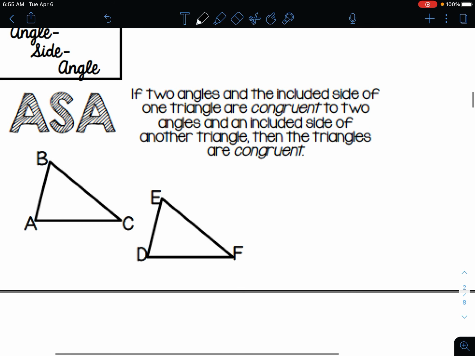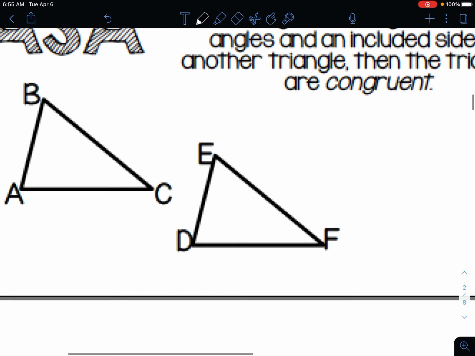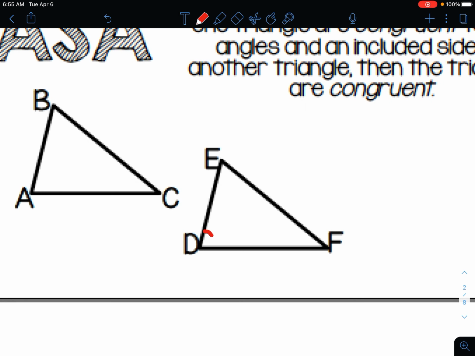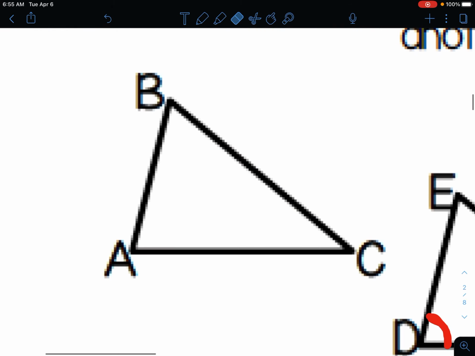Okay, so how this is going to work. Angle, side, angle: if two angles and the included side of one triangle are congruent to two angles and the included side of another triangle, then the triangles are congruent, okay? So what that would look like markup-wise: we have two angles, and where would the included side be? Would it be DE, EF, or DF?